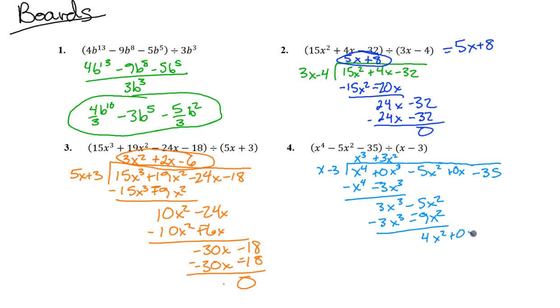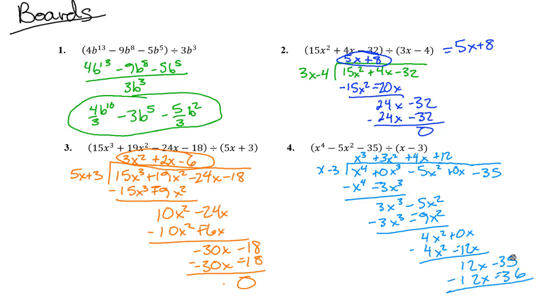We drop down that 0x, that imaginary term that isn't really there. X goes into 4x squared, 4x times. 4x times x minus 3 is 4x squared minus 12x. And then we subtract, and notice that 0 is coming in really handy to give us a term that is like the 12x. So we get positive 12x minus 35. And x goes into 12x 12 times. So it's a plus 12. We get 12x minus 36.